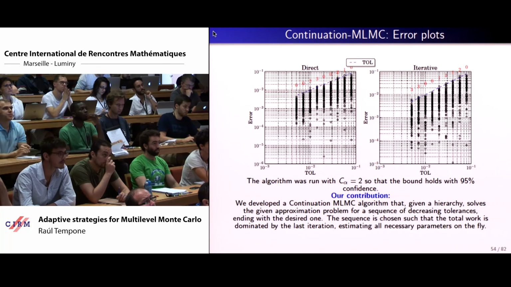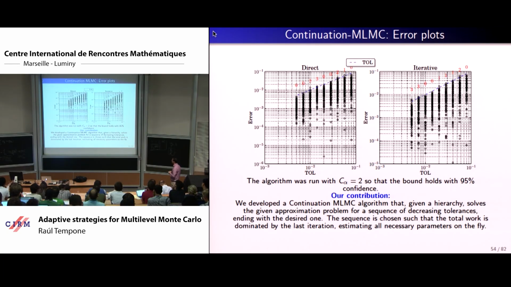Here's a discussion on the continuation multilevel Monte Carlo. And again, the plots always look like I discussed before. You have a direct solver here and an iterative solver. You have the prescribed error, and here it is versus the tolerance. And you're checking essentially that when you run the multilevel approximation over and over and over, you get a fraction of those that go above, in accordance, more or less, with the confidence level that you prescribe.